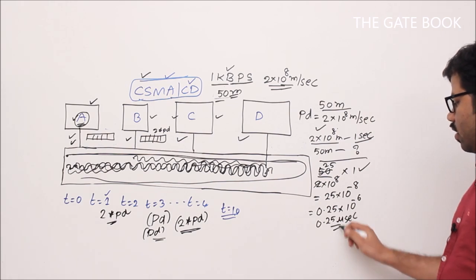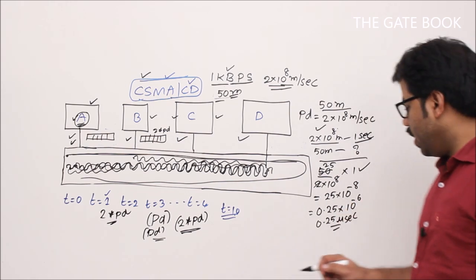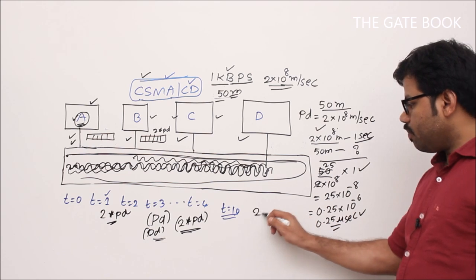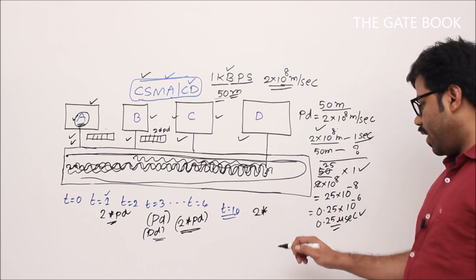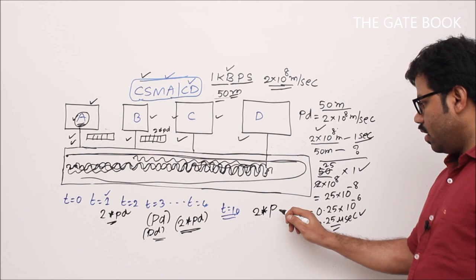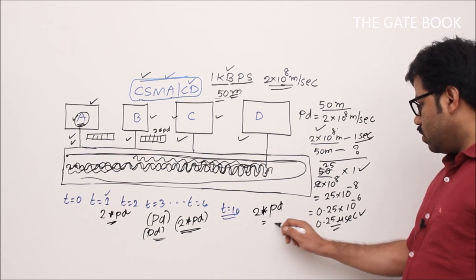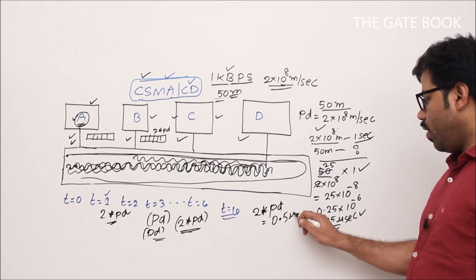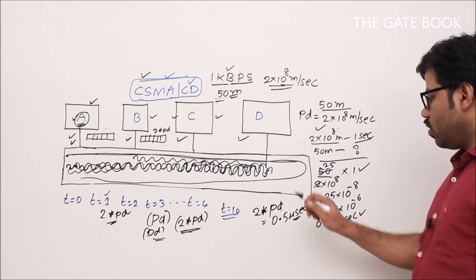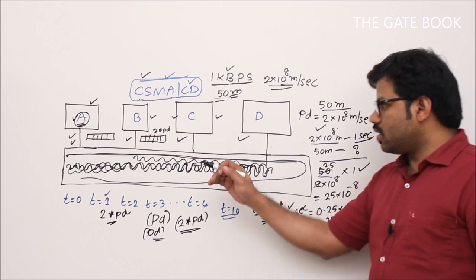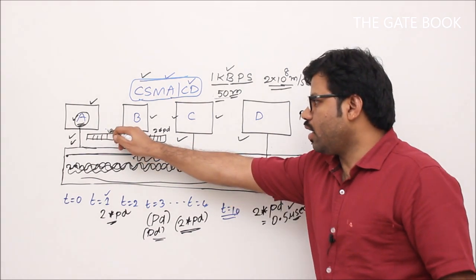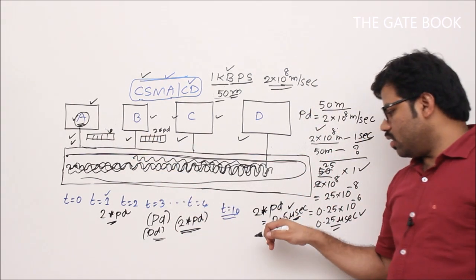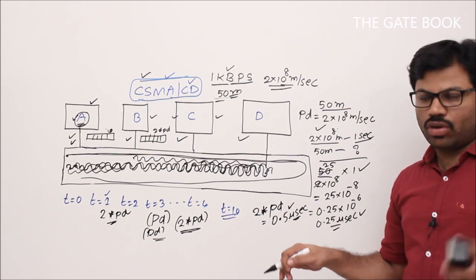Very short, correct? Now your message size should be, at least, 2 into propagation delay. 2 into propagation delay is 0.25 into 2, which is 0.5 microseconds, correct? So whatever frame you are going to take, its transmission time should be 0.5 microsecond or more than that.